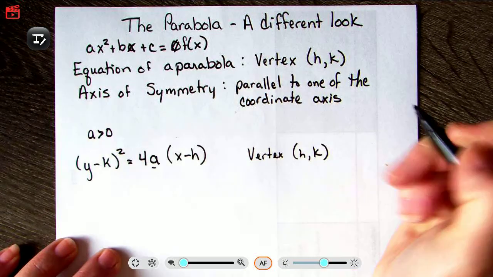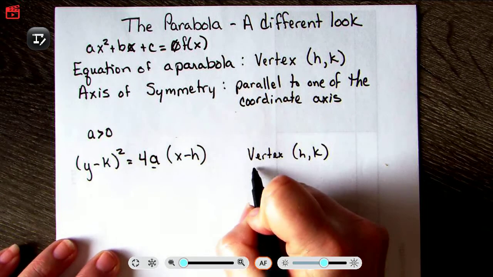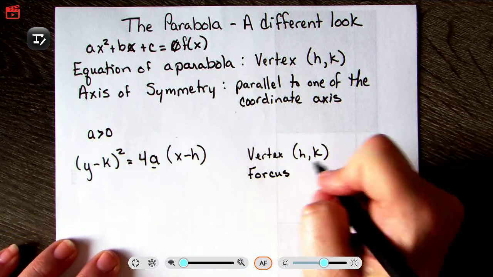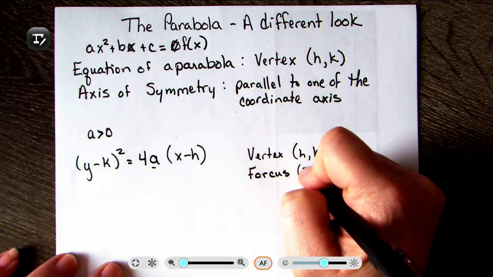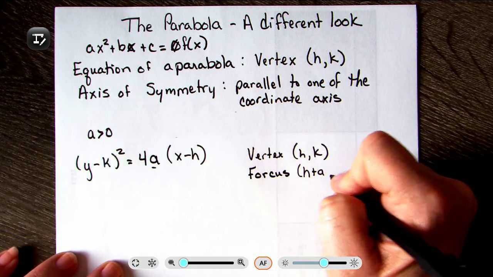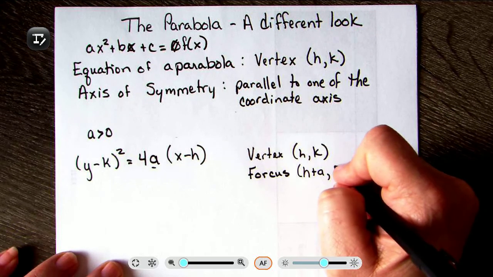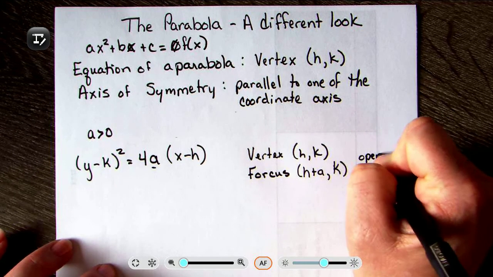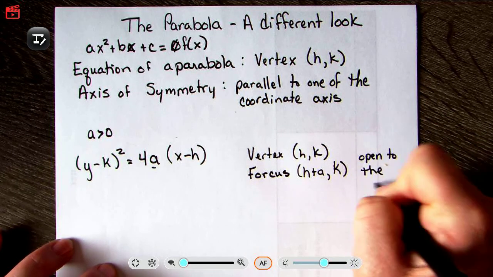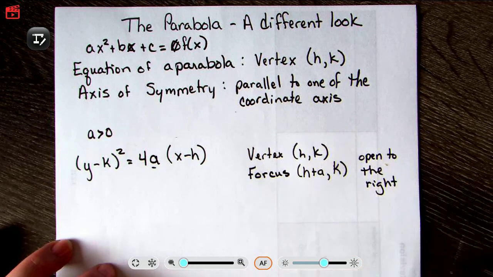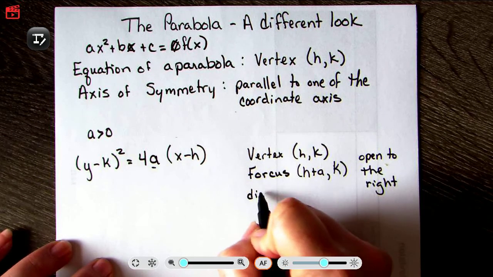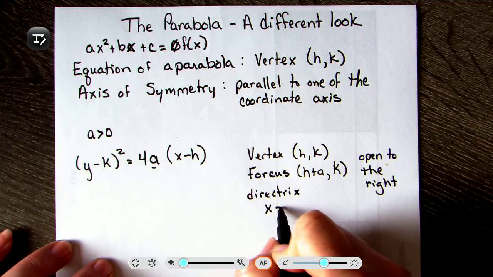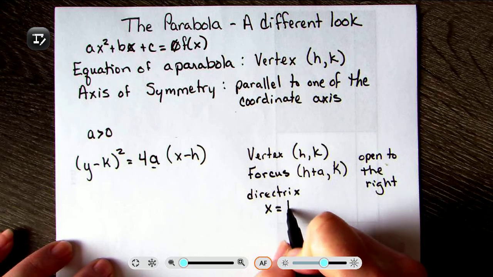So I'm going to draw a little picture when I get all these pieces. We're going to also have a piece of information called the focus, and I'll talk about that later with an example of why that is important. And that's going to be at h plus a and then your k value. And this one is going to open to the right. And we're also going to have what we call a directrix, which is going to be a line at x equaling h minus a.